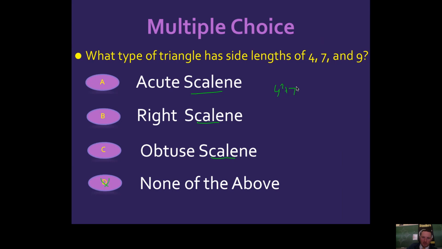4 squared plus 7 squared, does it equal 9 squared? If it does, then it's a right scalene triangle. If it doesn't, then it's either acute or obtuse. So 4 squared plus 7 squared, that gives you 65. 9 squared I know is 81. These are not equal. 81 is bigger than 65. That's what makes it obtuse.